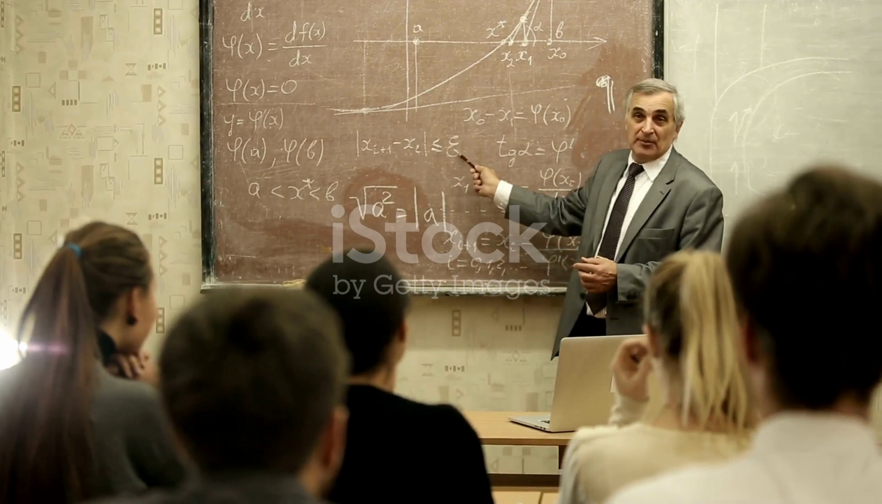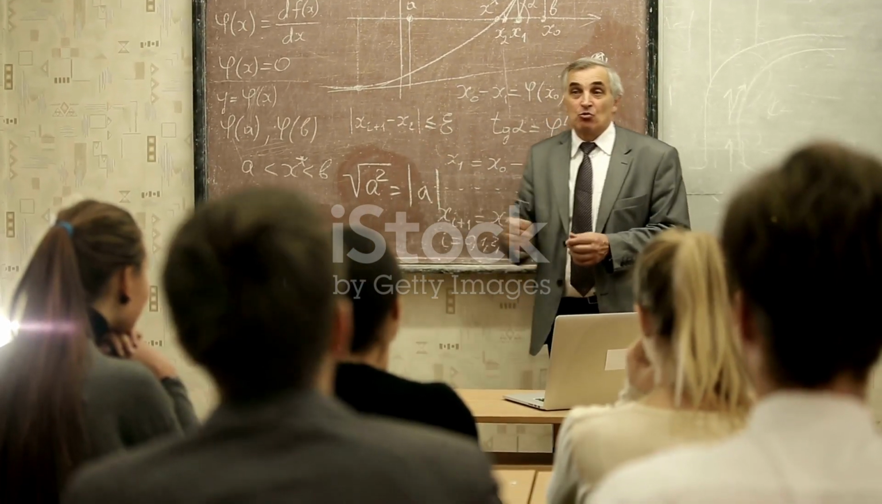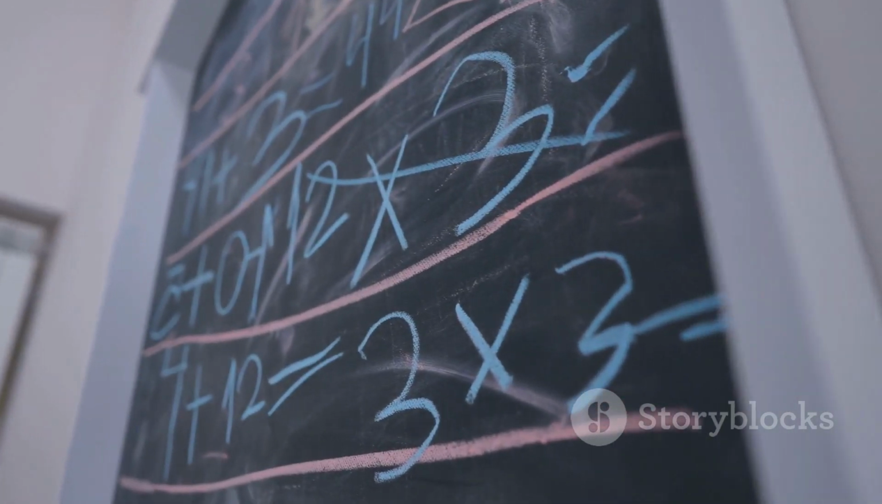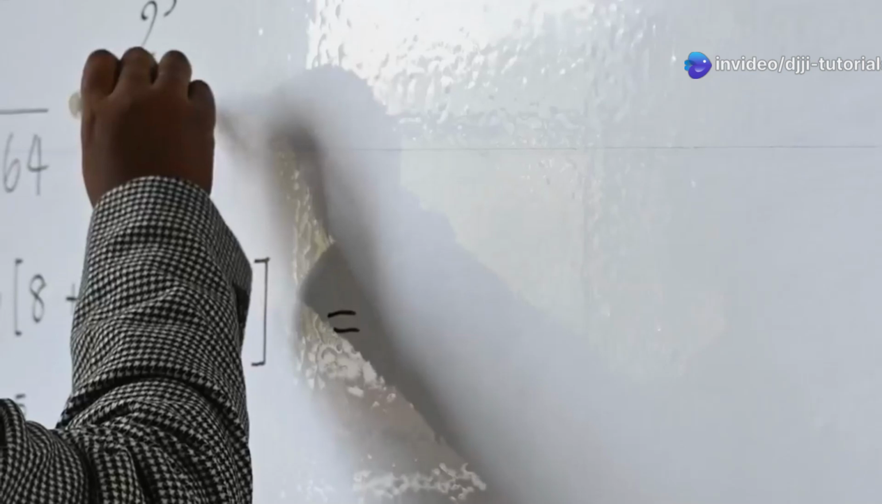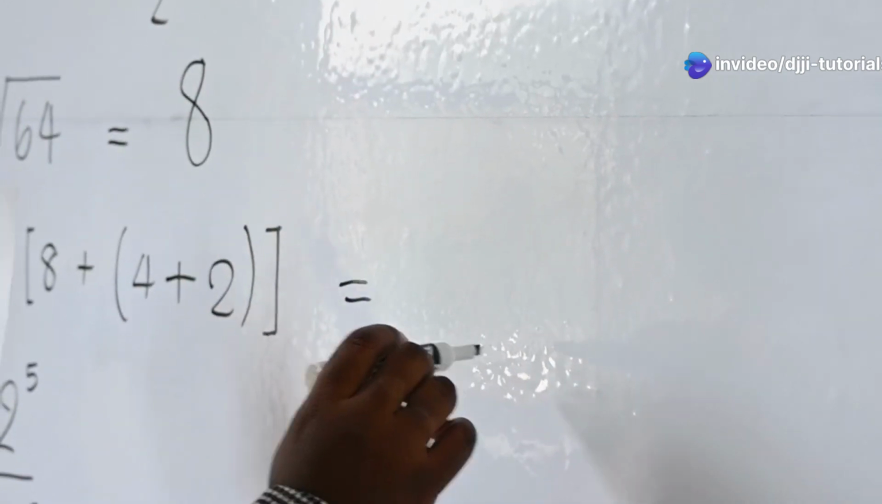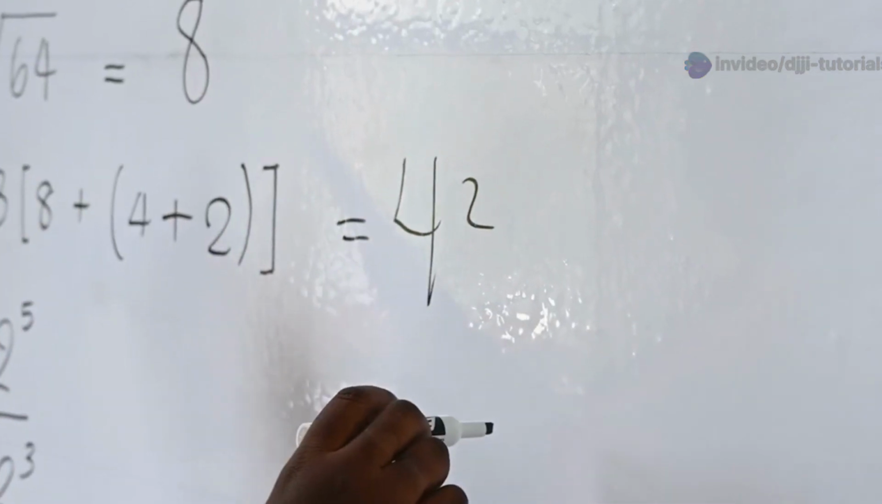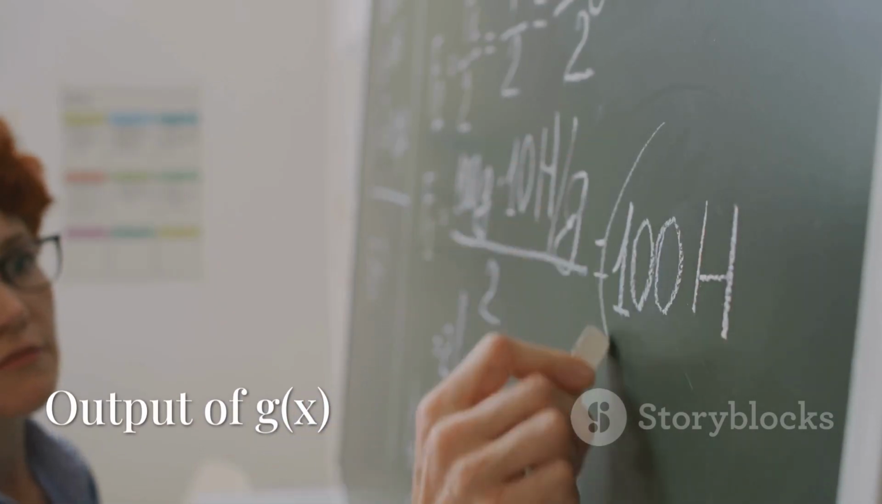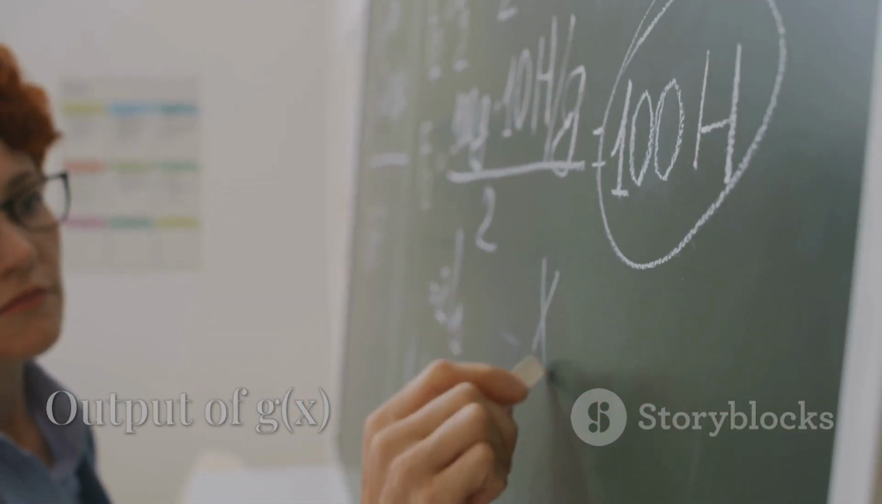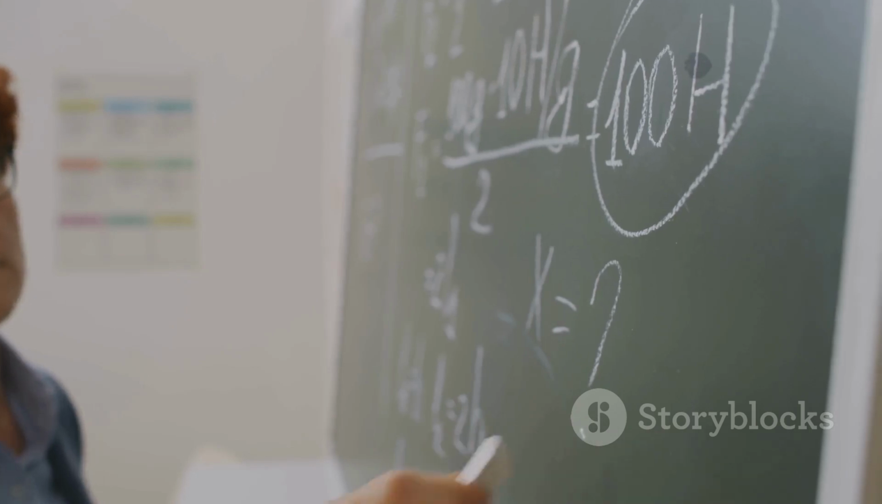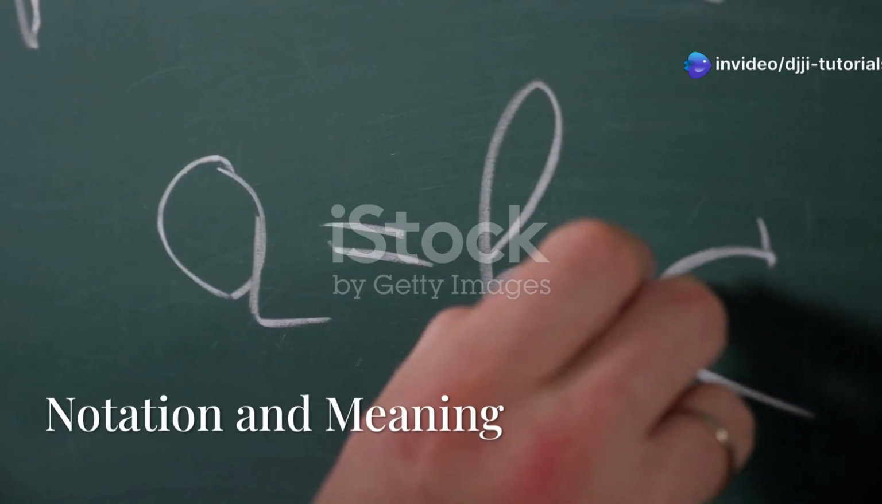Here's a breakdown of the concept. First, combining functions. Imagine you have two functions, f of x and g of x. The composite function, f∘g, is created by substituting the entire function g of x into the input of function f of x. This means the output of g of x becomes the input for f of x.